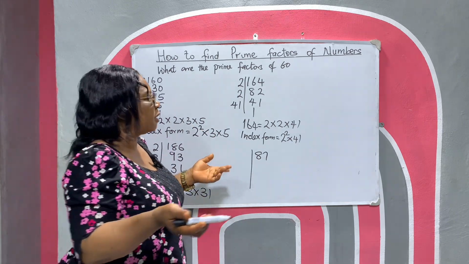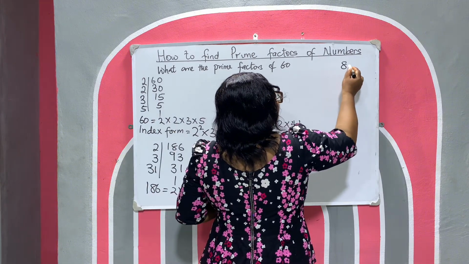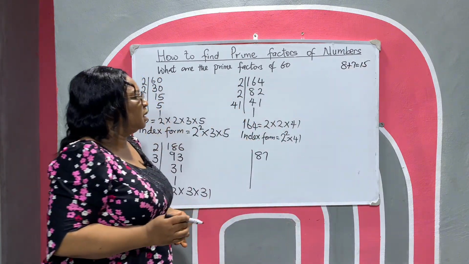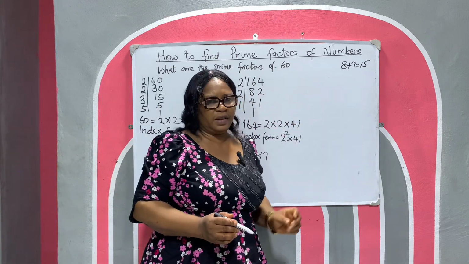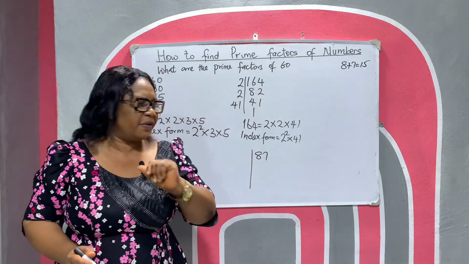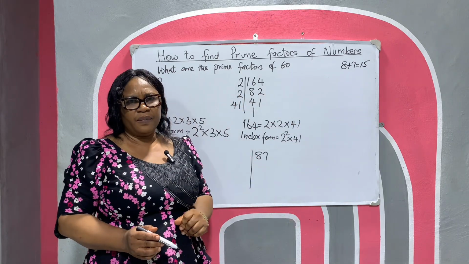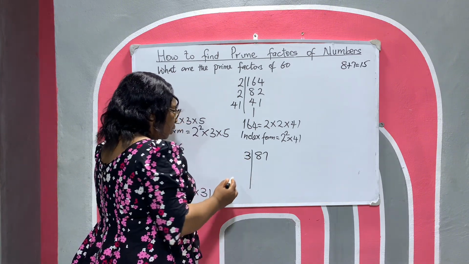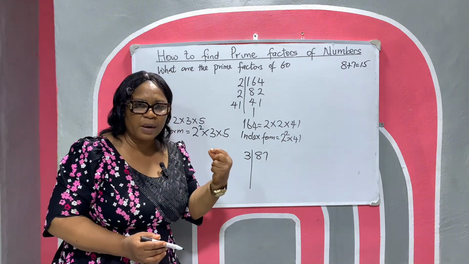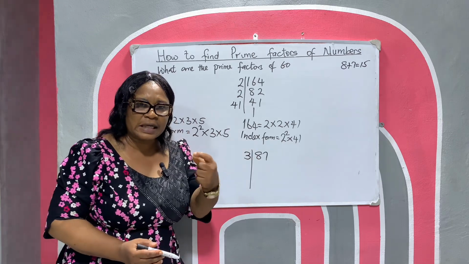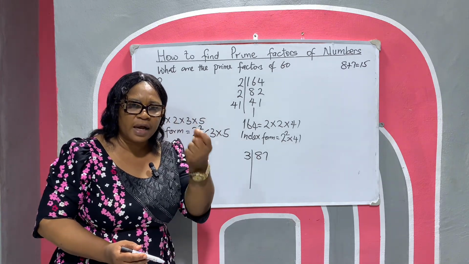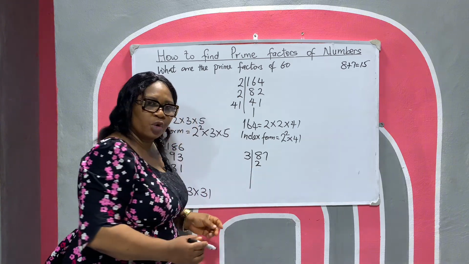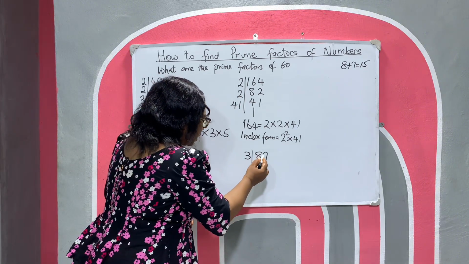So let's check. 8 plus 7 will give us what? 15. Can you see that? And 3 can divide 15. If 3 can divide 15, 3 can divide this number. So we start with 3. Since you are sure that 3 can divide, you take it one by one. 3 divides 8 to give us 2, remainder 2. You keep that 2 here.